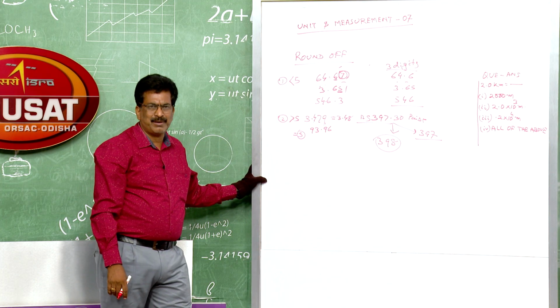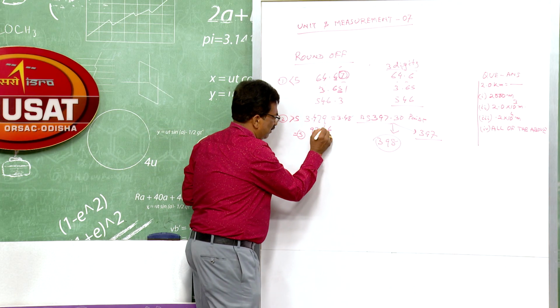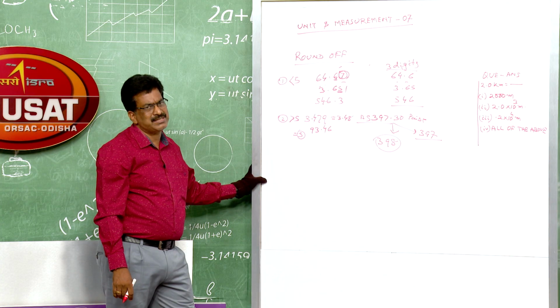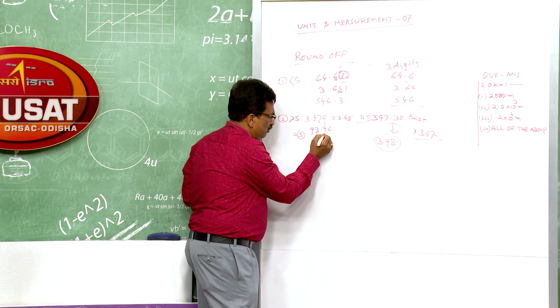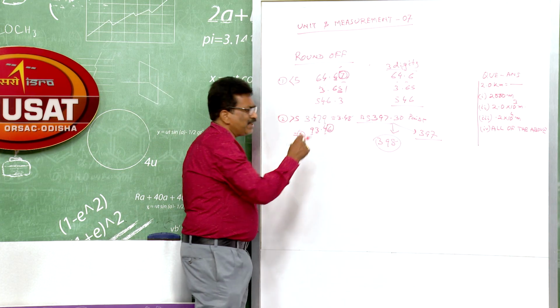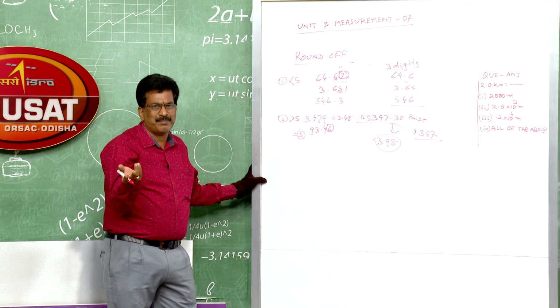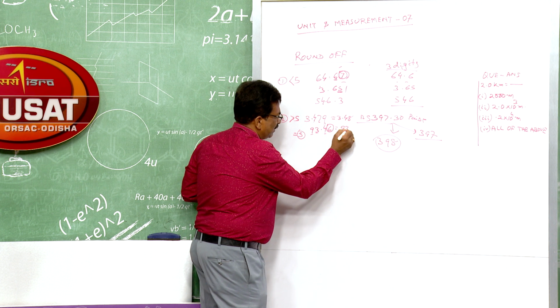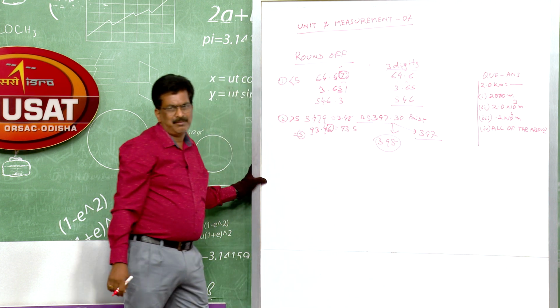93.96, what will happen for that one? 93.46, 93.46. What will happen for three significant figures? 1, 2, 3. The left one is 6, which is greater than 5, which means 1 is to be added. So 1 to be added means that it is 93.5.